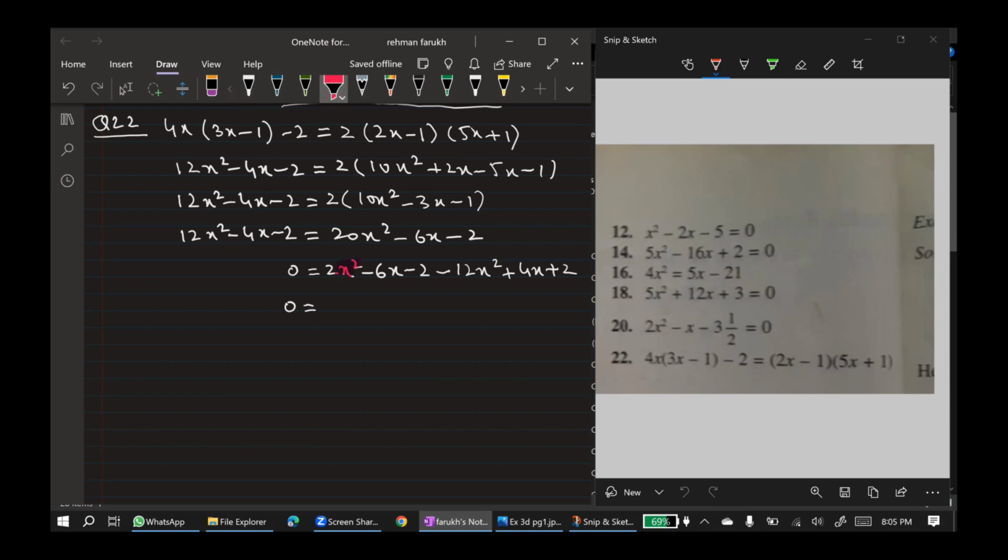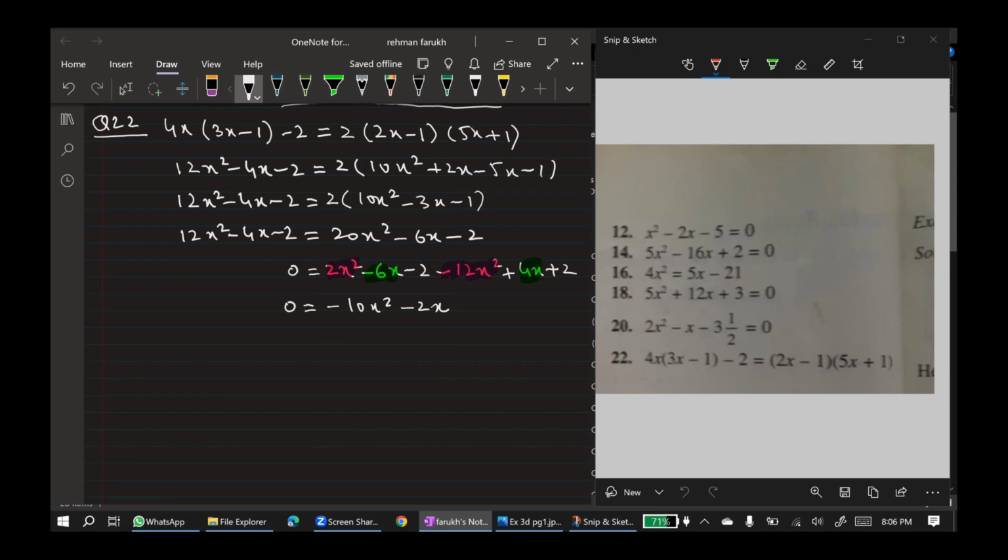2x square and minus 12x square, minus 10x square, minus 6x plus 4x, minus 2x, minus 2 and plus 2 equal to 0.